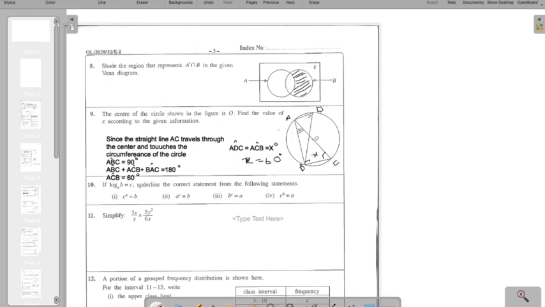If log AB equals C, underline the correct statement from the statements given. Right? C, A, B, and some things are given. No one can understand what they have given here, right? Unless you read the question. So log AB equals C. Now that you have log, AB equals this. Think of it in a funny way which is practical.